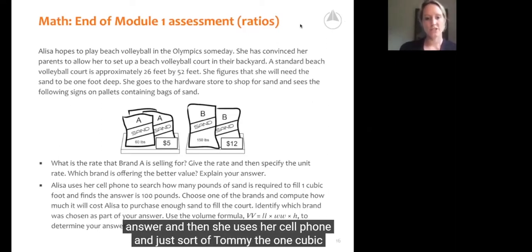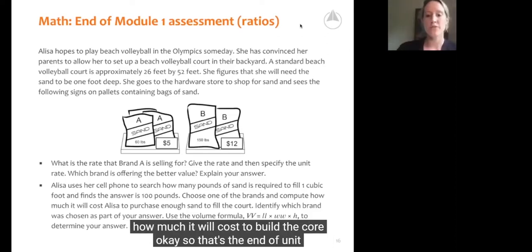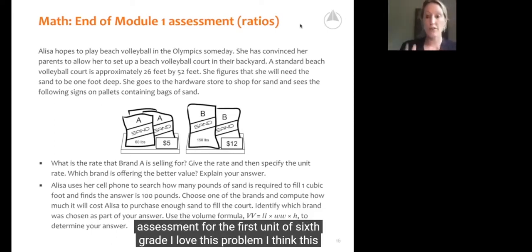And then she uses her cell phone to search how many pounds are required to fill 1 cubic foot. She finds it's 100. So she needs to choose one of the brands and figure out how much it will cost to fill the court. Okay, so that's the end of unit assessment for the first unit of 6th grade.